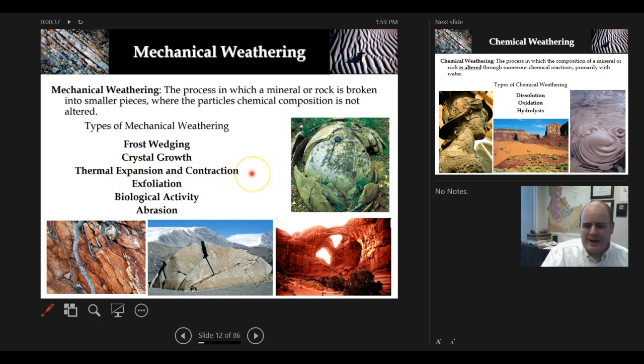You have thermal expansion and contraction. When something gets hot, it expands. When it gets cold, it actually goes back down to a smaller size. So it goes bigger, smaller, bigger, smaller. Now a rock can do that slowly over time. So this is an example of one where you've had thermal expansion slowly over time.